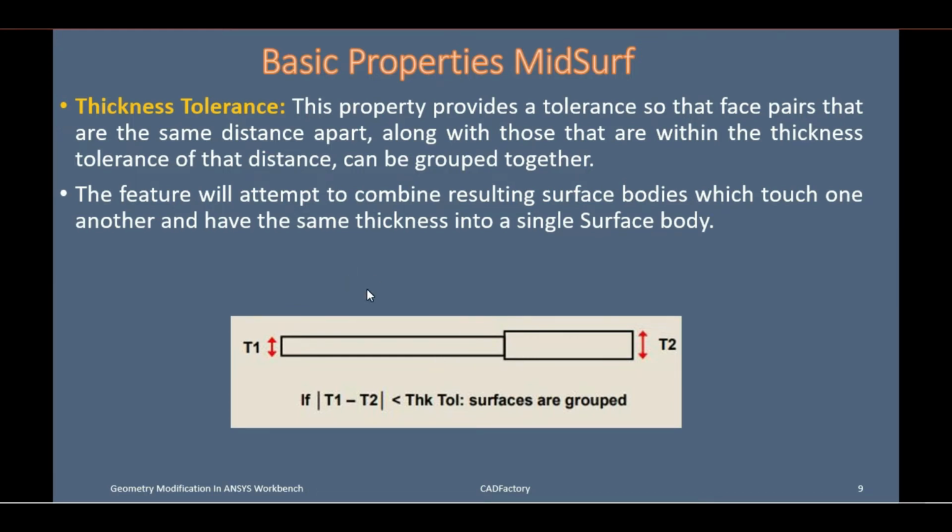This is your thickness tolerance. The feature will attempt to combine resulting surface bodies which touch one another and have the same thickness into a single surface body. So instead of generating two surfaces, it will create a single surface body.